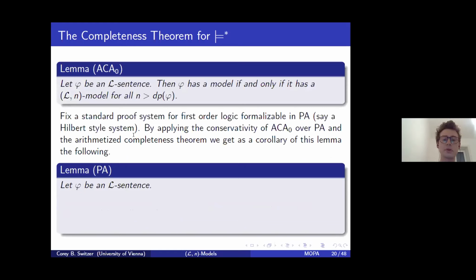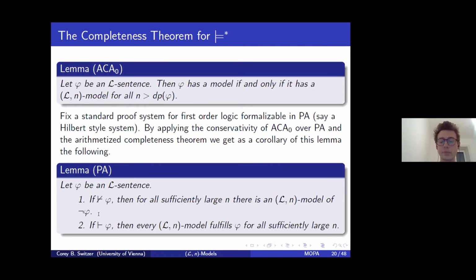And if I fix the proof system and I apply the conservativity of ACA_0 over PA alongside the arithmetized completeness theorem, then we get the following: if I have an L sentence phi, then phi is not provable from the empty set just in case for all sufficiently large n, there's an Ln model of not phi. And it is provable from the empty set if every Ln model fulfills phi for sufficiently large n. Okay. And this is kind of what I was getting at. With a lot of these indices, they don't matter in the long run because once n is large enough, you know what can and can't happen. Okay.